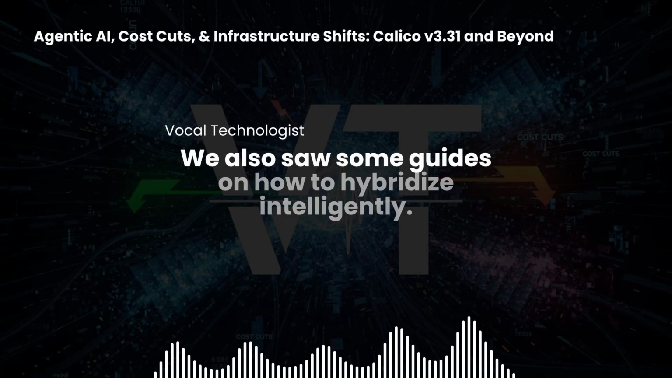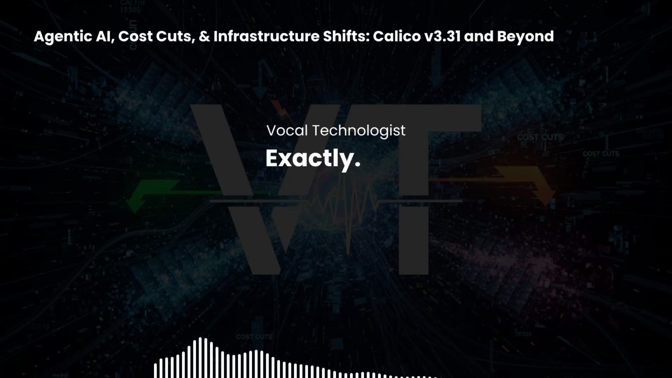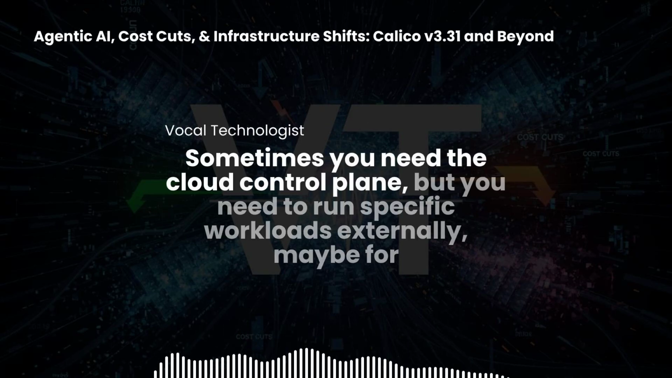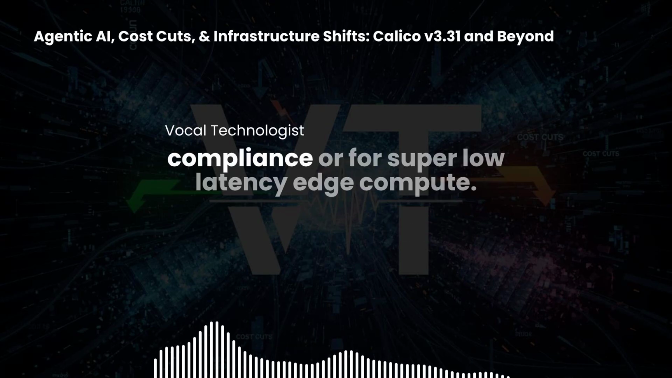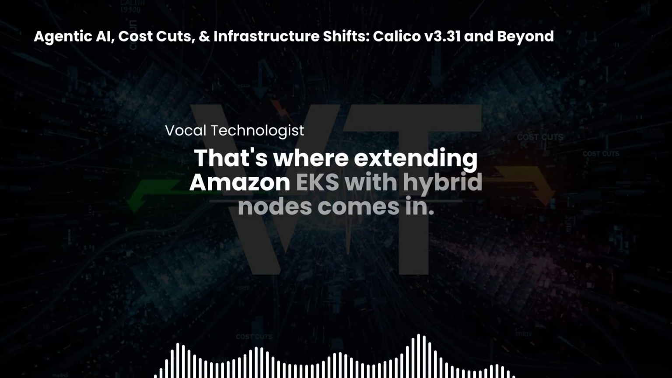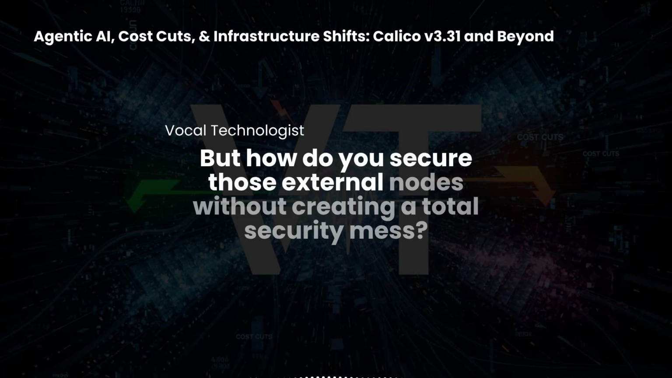We also saw some guides on how to hybridize intelligently. Exactly. Sometimes you need the cloud control plane, but you need to run specific workloads externally, maybe for compliance or for super low latency edge compute. That's where extending Amazon EKS with hybrid nodes comes in. But how do you secure those external nodes without creating a total security mess?